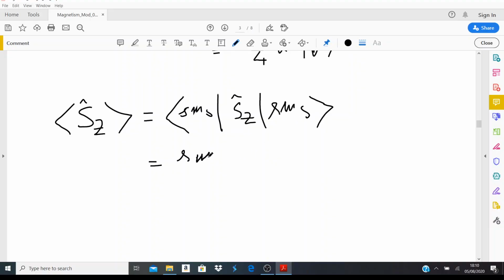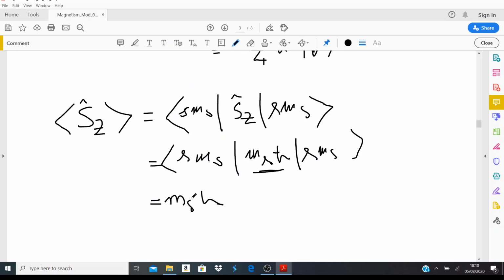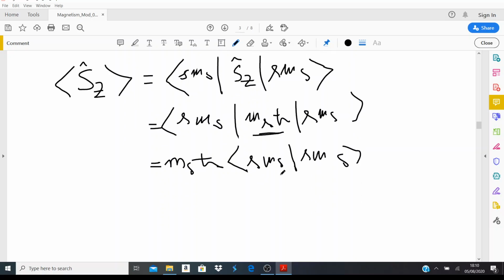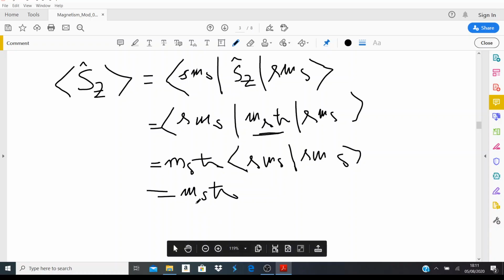So this part will give you ms times h bar times the same state. That's just a number, you can bring it out. The logic is the same: the bra s ms inner product with the ket s ms is 1. So we have ms times h bar. That's how we calculate the expectation value of the Sz operator. Depending on ms being plus half or minus half, this value could be plus h bar by 2 or minus h bar by 2.